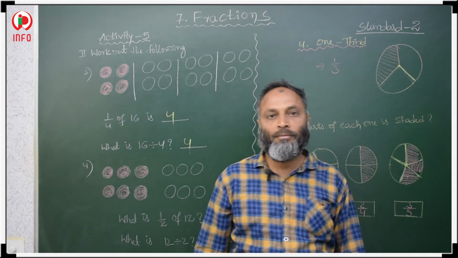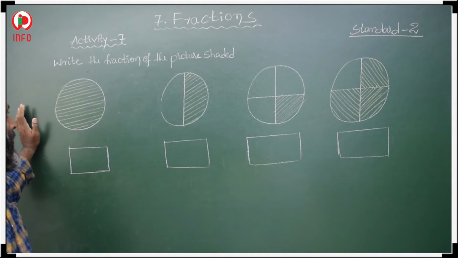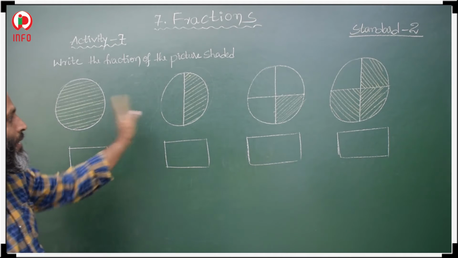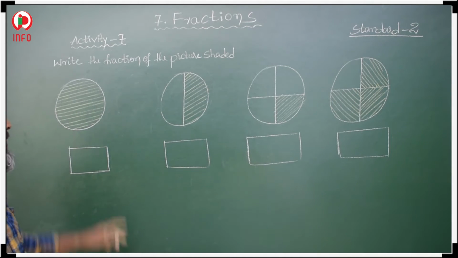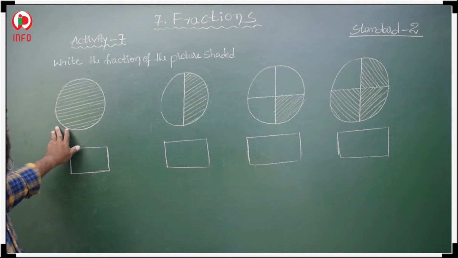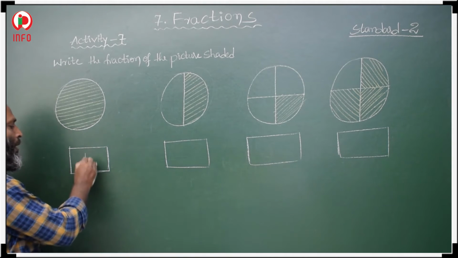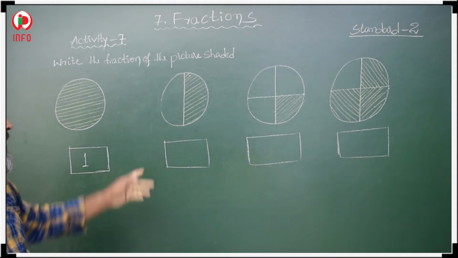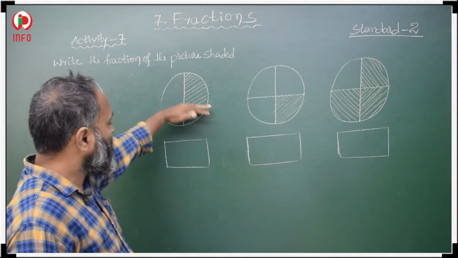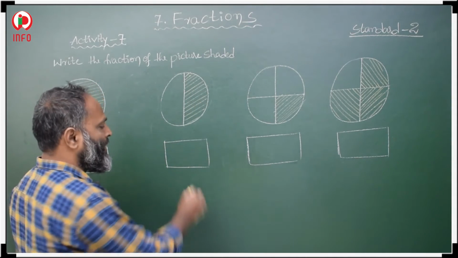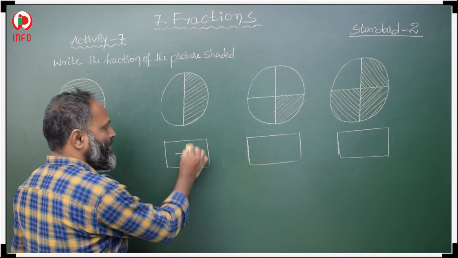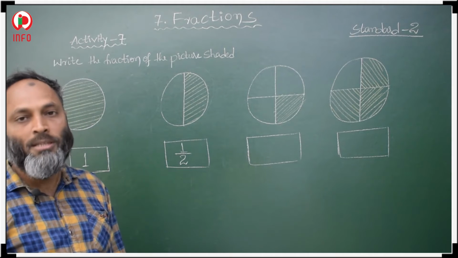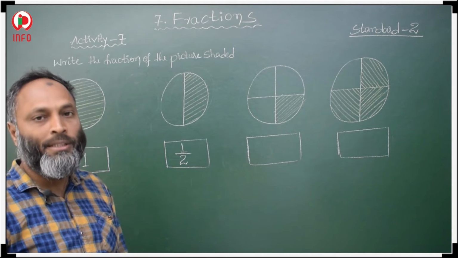Okay? Now, in activity 7, write the fractions of the shaded pictures. In the shaded pictures, we have to write fractions. Here this complete circle is shaded, so it is 1. Whole means 1. Here, total how many parts? 1, 2, 2 equal parts. In those 2 equal parts, one part is shaded, that is 1 by 2. 1 by 2 means half. Half of the part is shaded.